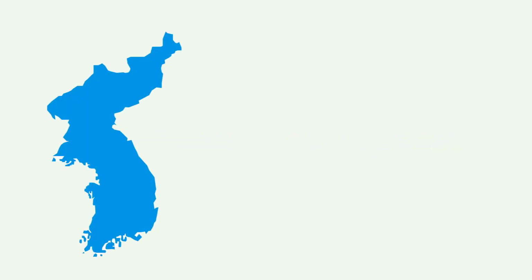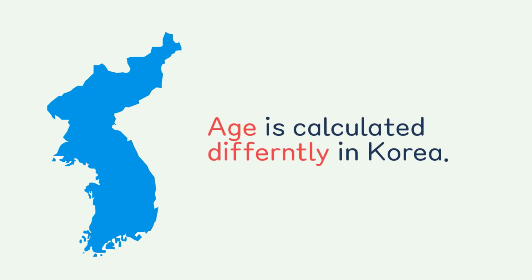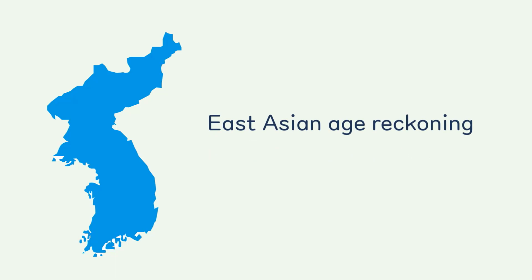Hi everyone, so in this lesson, we're going to learn about the Korean age system. Now, it might seem a little strange, but age is calculated differently in Korea compared to other countries. And the age system used in Korea is referred to as East Asian age reckoning. This age system originated from China, and while many other East Asian countries such as Japan have abandoned the system, it's still the common age system used in Korea.